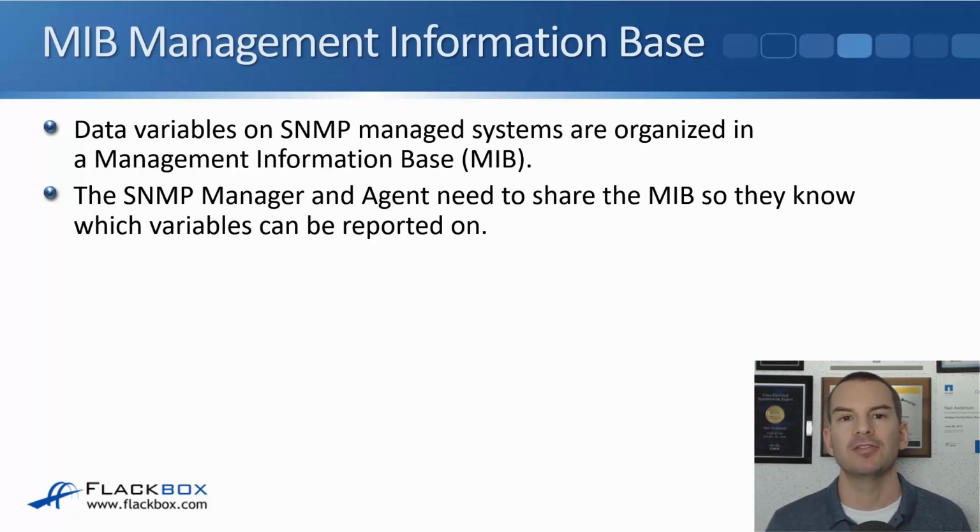The SNMP manager and agent need to share the MIB so they know which variables can be reported on. And different types of devices will have different MIBs, because the kind of information you would want to gather from a Windows server would be different than the type of information you would gather from a router or a switch.